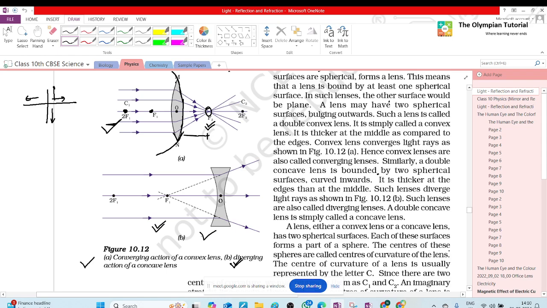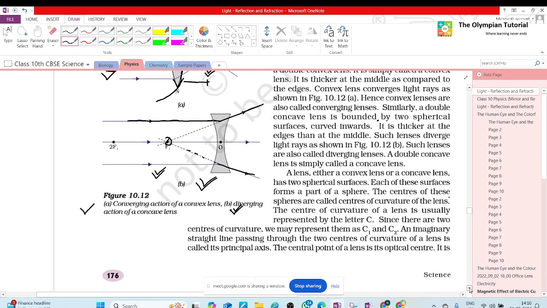Here it is diverging. Diverging means when parallel rays are coming, they strike the surface of the concave lens and diverge. On meeting behind, they meet at point F1. So the focal length here will be considered negative.